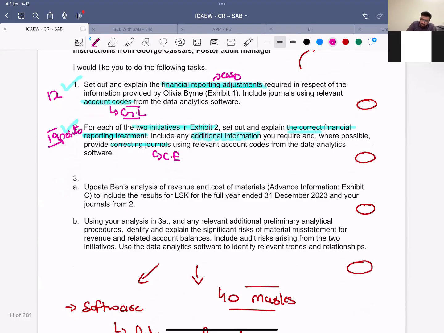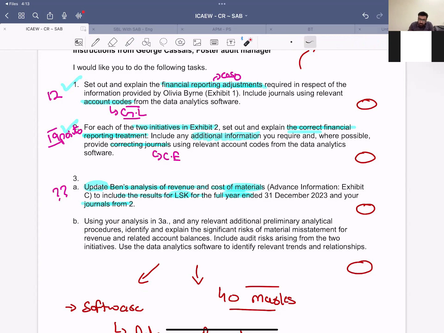Then, so again, a financial reporting adjustment. Then we have again the financial reporting adjustment. Then Ben's analysis of revenue and cost of materials, right? And your journals from two. So Ben has done some analysis. We have to update it, and your journals, to include the results of LSK for the full year. So again, we need to read the exhibit to get an idea, because honestly, while reading this requirement, I don't get any idea.